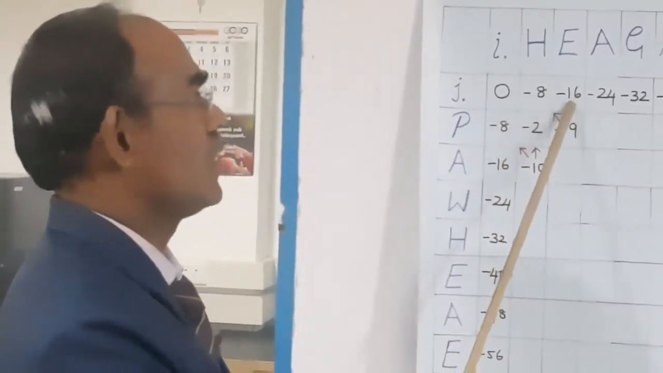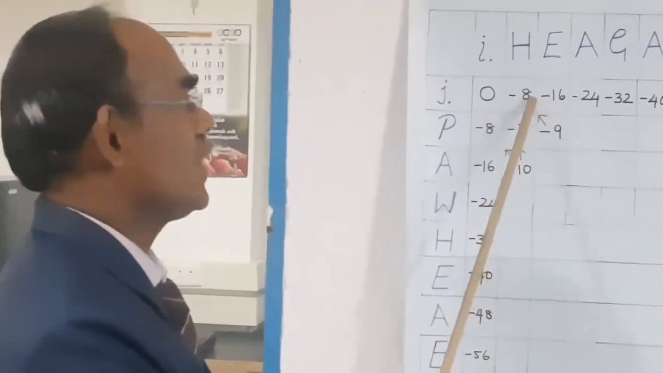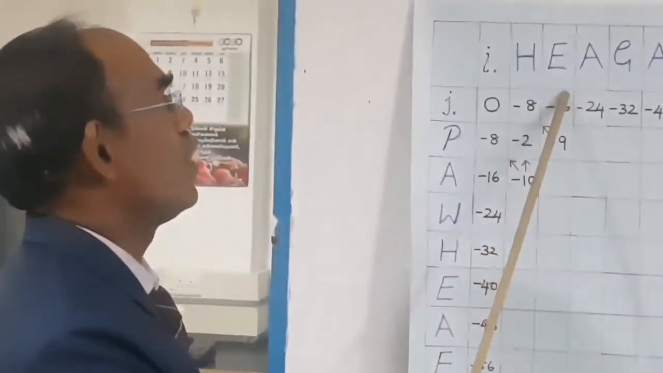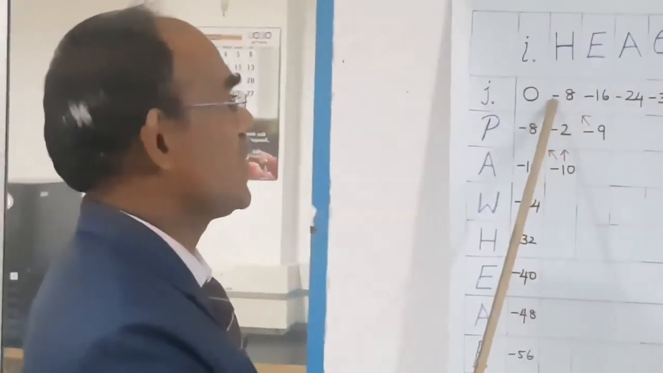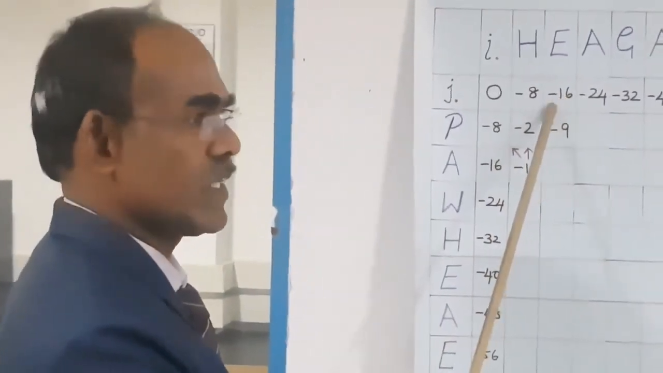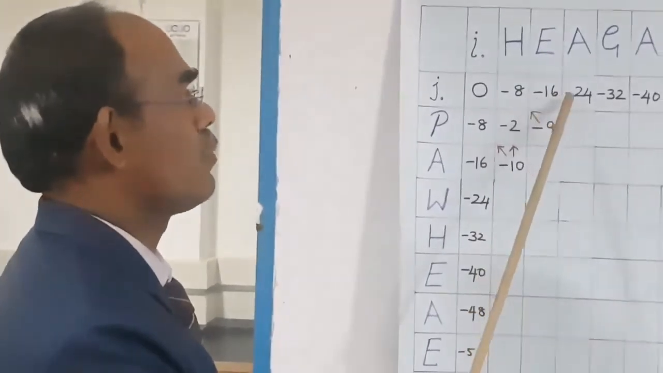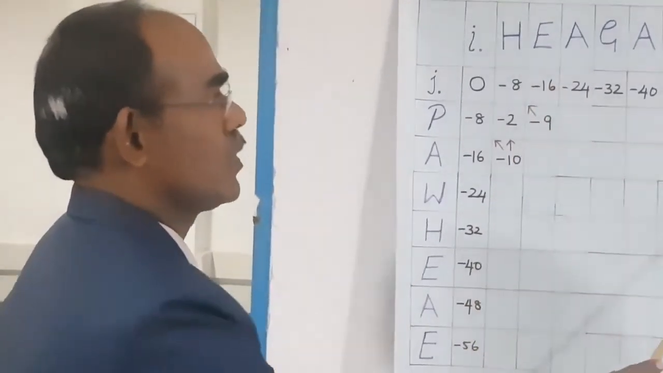And coming to this cell, again the only possibility is the horizontal move. Here the value is already minus 8, and with the gap value minus 8, we get minus 16. Like this, minus 24, minus 32, it goes on.